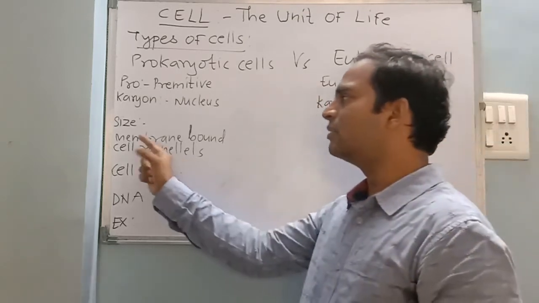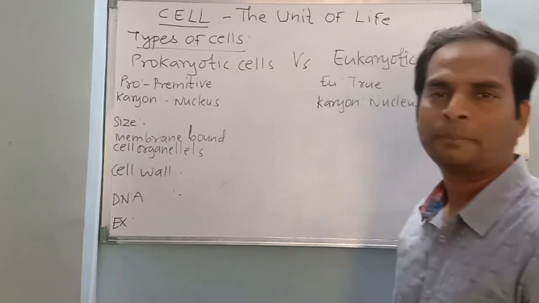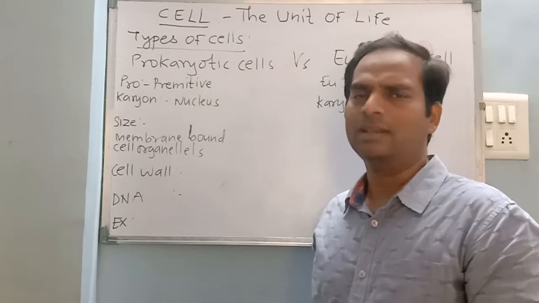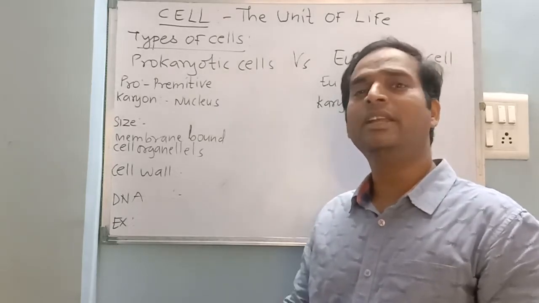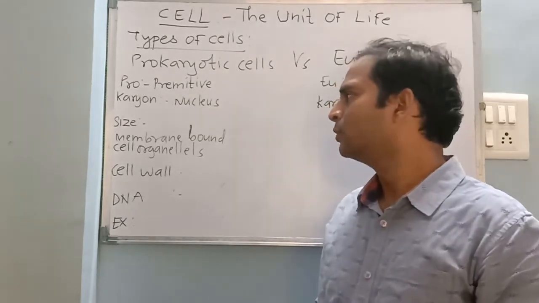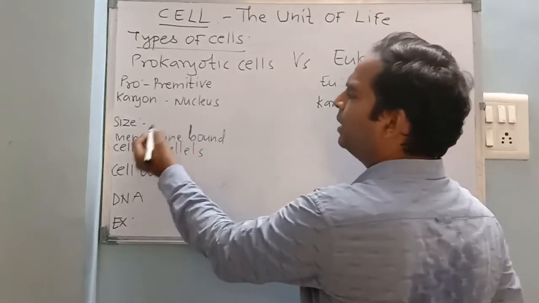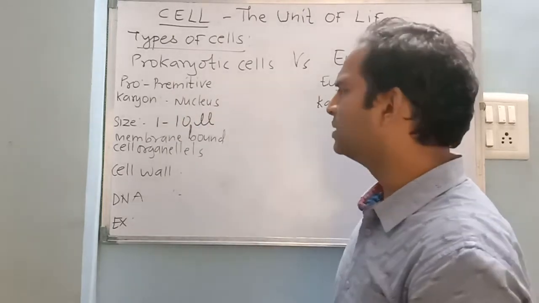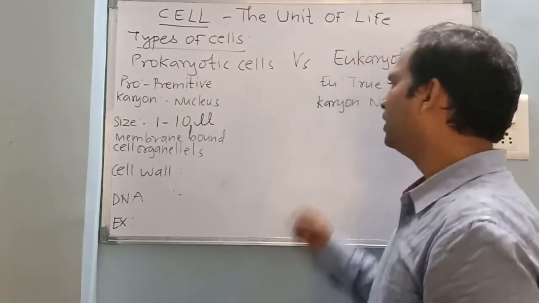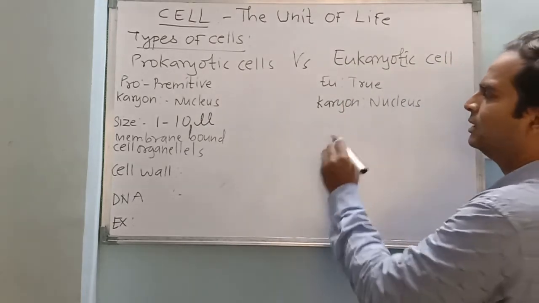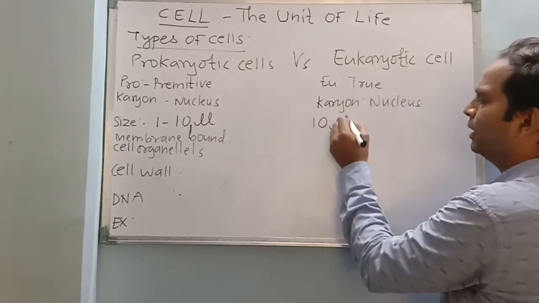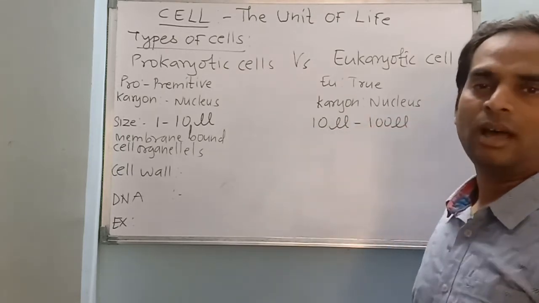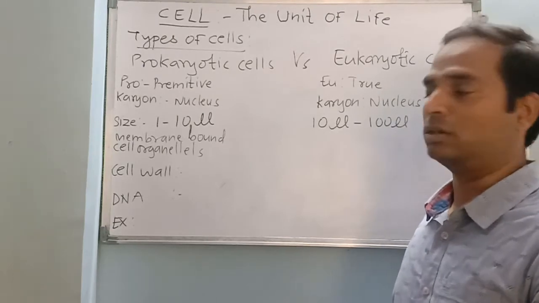Now the second difference we have is about the size of the cell. Prokaryotic cells are always unicellular. Prokaryotic cell is present in unicellular organisms. So size is always small. It may be 1 to 10 micrometers. Maximum size is 10 micrometers. But when it comes to eukaryotic cell, the size is more than 10 micrometers, up to 100 micrometers, or even a few cells are in meters, like we studied for neurons, nerve fibers.